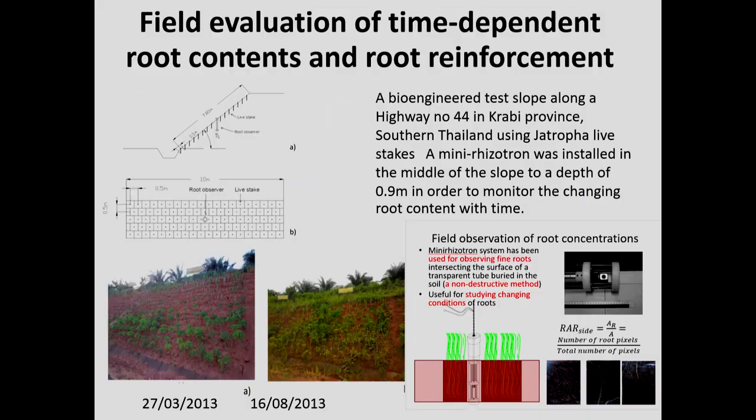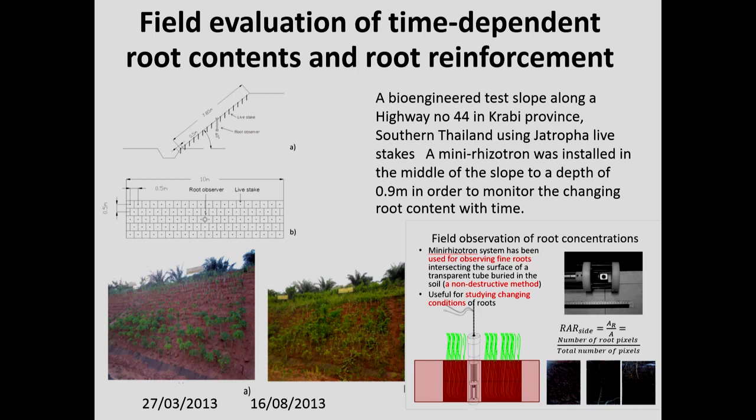And with this, we can extrapolate the knowledge of the distribution of the root content and root cohesion in the field by first looking at what's happening under the ground near the root zones. So we use a mini rhizotron, and we can obtain the variation of the root content with time.